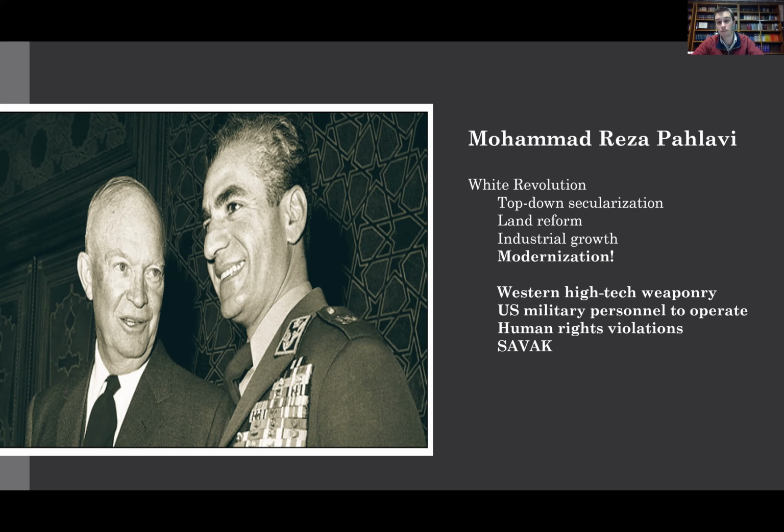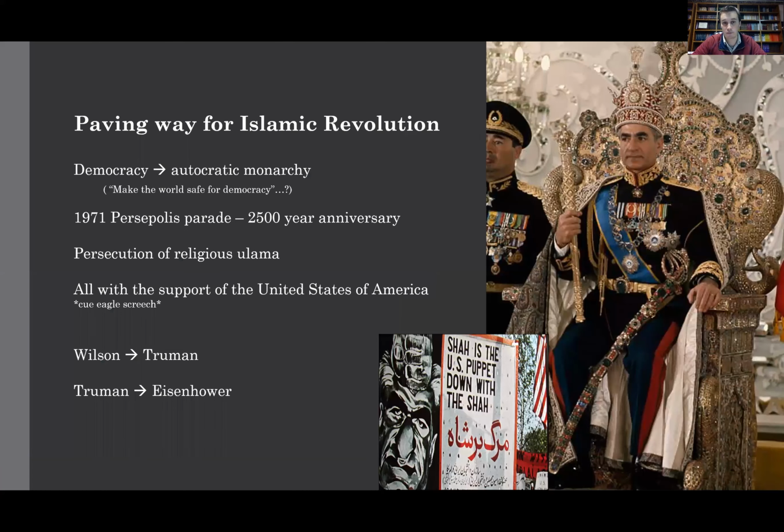And at the same time, the United States is importing a ton of Western high-tech weapons, and U.S. military personnel is coming in and training Iranians how to use this military equipment. But the Shah's regime was very oppressive, and basically dissent was not allowed, and there were a lot of human rights violations. And the Savak, which was basically a state police that would capture political prisoners, were very oppressive, especially toward the religious, and would put them in prison. And so it was a very oppressive regime that the United States had backed under the Eisenhower administration.